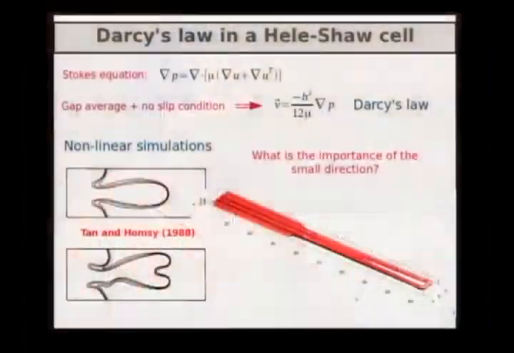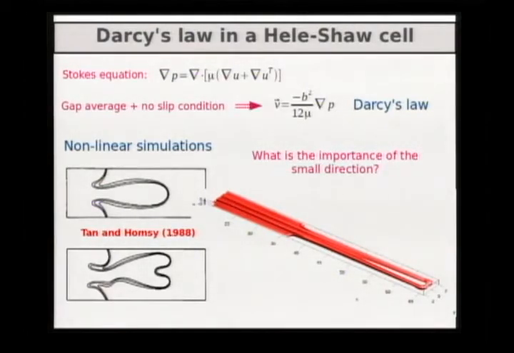For example, predicting the existence of tip splitting instabilities. But here we want to focus on the importance of the gap direction, and we'll see that it forms this inner splitting instability that splits the finger lengthwise, leaving the tip intact.